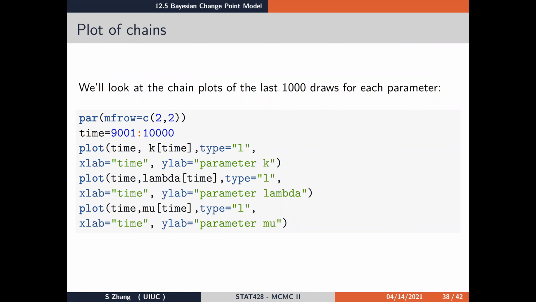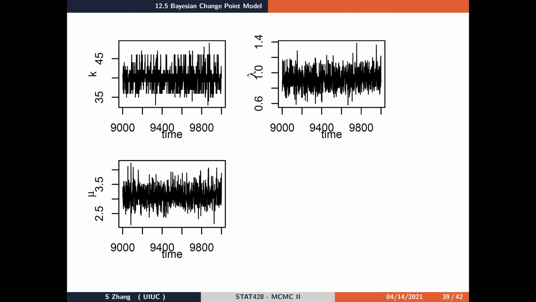After running this MCMC cycle for a total of 10,000 iterations, we can look at the chain plots of the last 1,000 draws for each parameter. In other words, we'll look at the draws from time point 9,001 to 10,000 in the MCMC chains. The way we generate the chain plots is the same as before, where the x-axis is the time or the iteration index ranging from 9,001 to 10,000, and the y-axis is the corresponding draw for that parameter in that iteration. And here are the results we got.